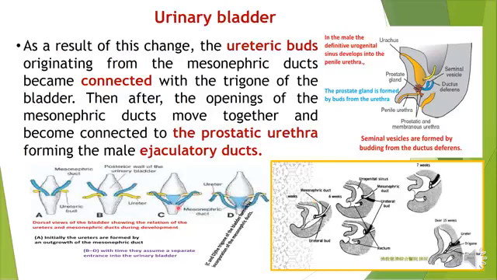As a result of the change, the ureteric bud, originating from the mesonephric duct, becomes connected with the trigone of the bladder. Then the openings of the mesonephric ducts move together and become connected to the prostatic urethra, forming the male ejaculatory duct.